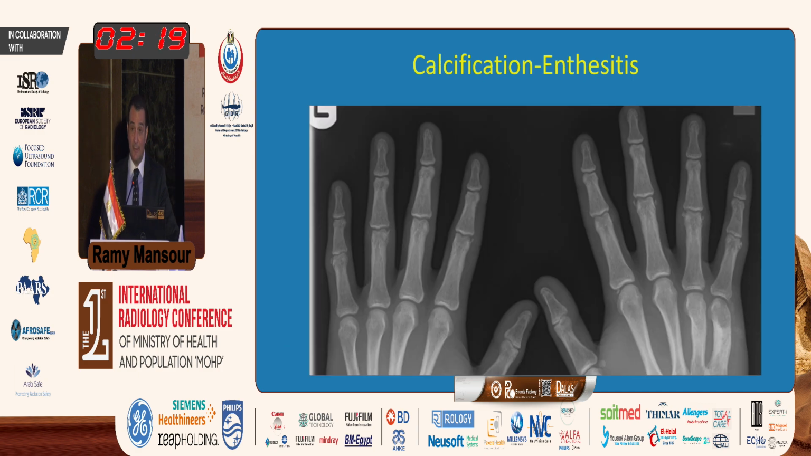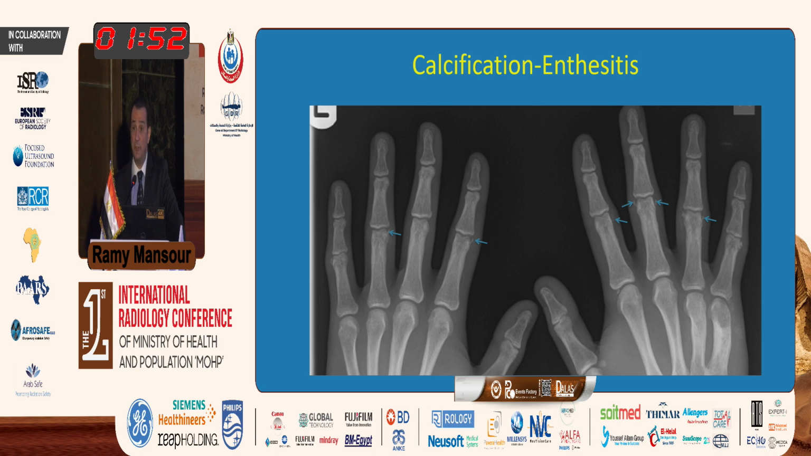Plain X-ray can sometimes be helpful in early diagnosis when you see hyperostosis and calcification. You can see in this patient calcification of the annular ligament on the right side, and also some ossification. This is a sign of seronegative arthropathy.